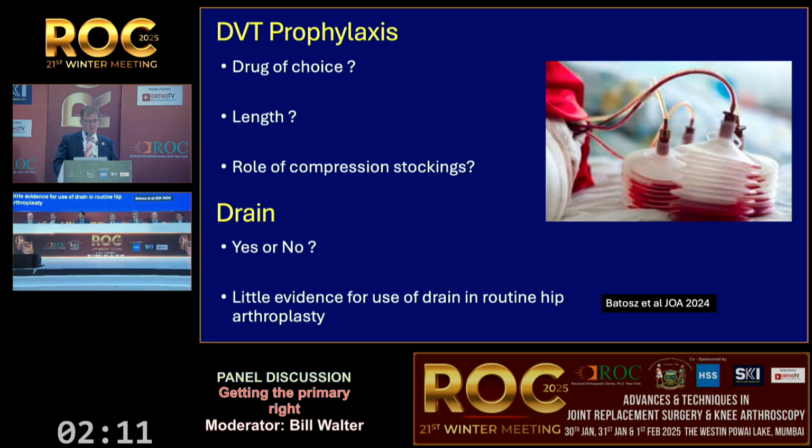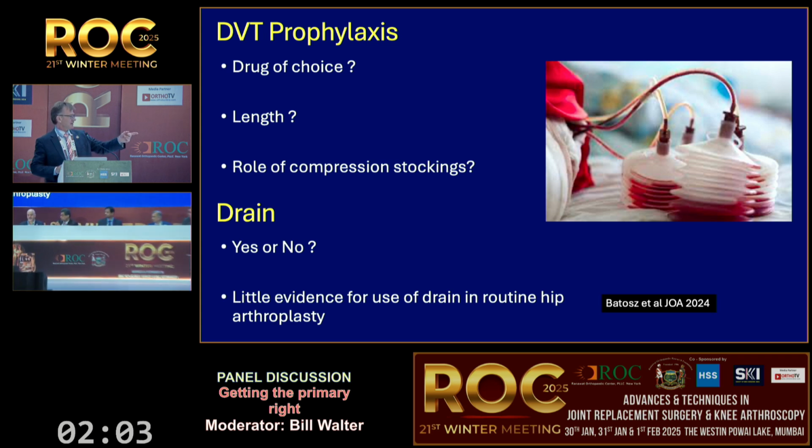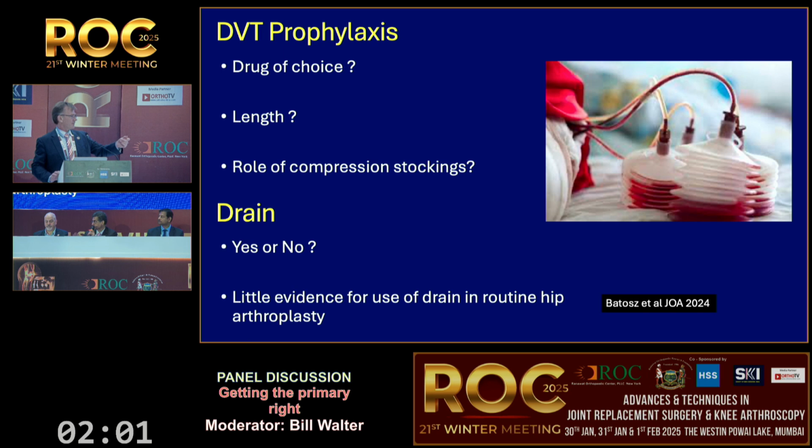DVT prophylaxis, what's your drug of choice on the panel? Maybe we'll run down the panel starting with Amar. What's your drug of choice? Aspirin. Clexane for 3 days when the patient is in hospital, and then aspirin followed by that for 6 weeks.